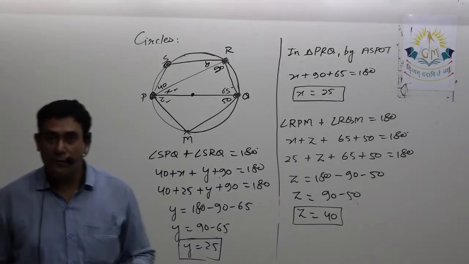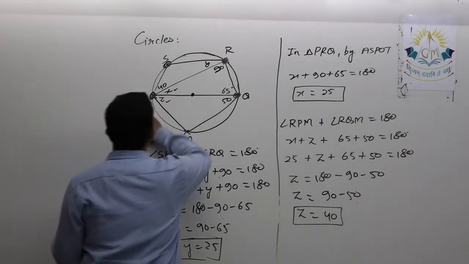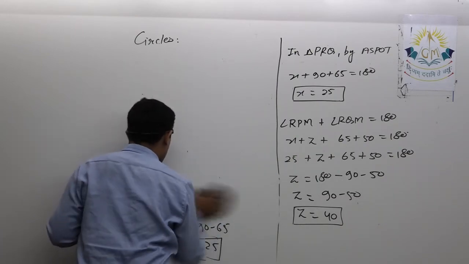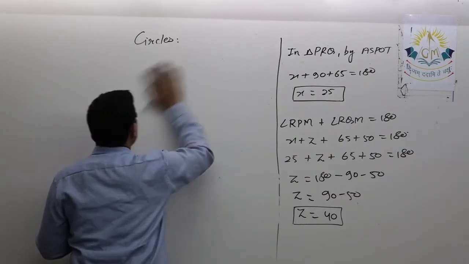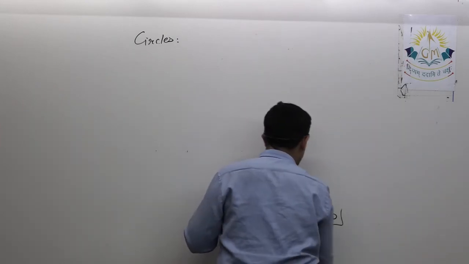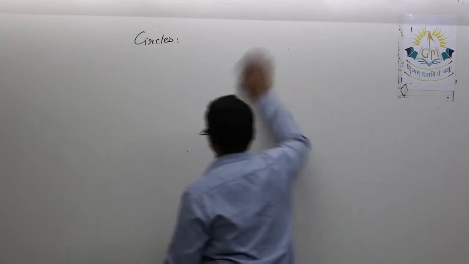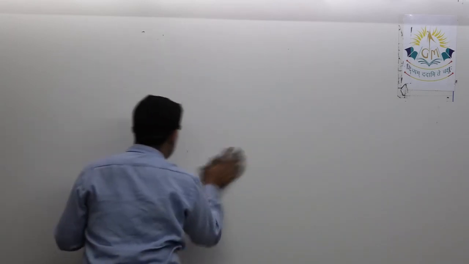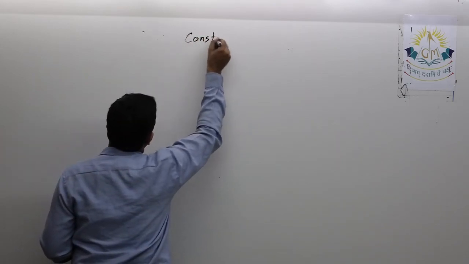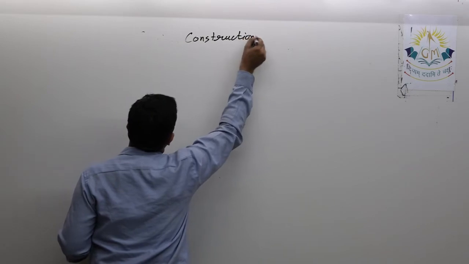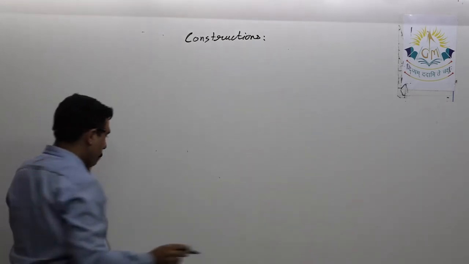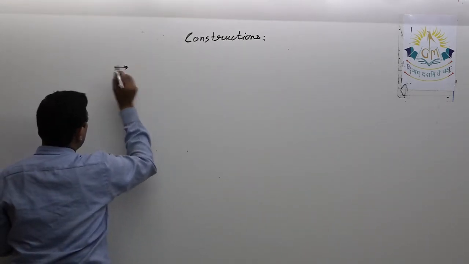Okay, so here I am finishing this chapter, circles. Now we'll see revision of constructions. In short, we'll see there are three types of construction in your syllabus. We'll see all three types of constructions. So, constructions next we'll see. Basically there are three types of construction in your syllabus.